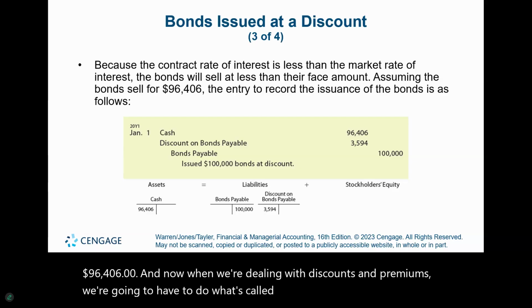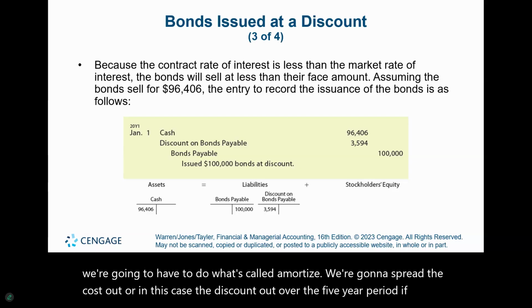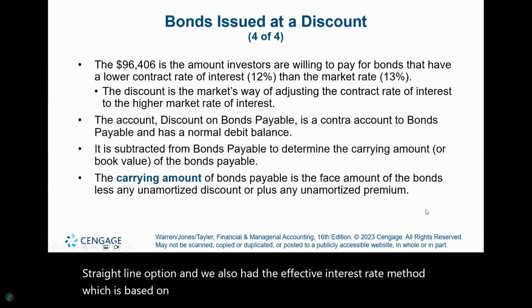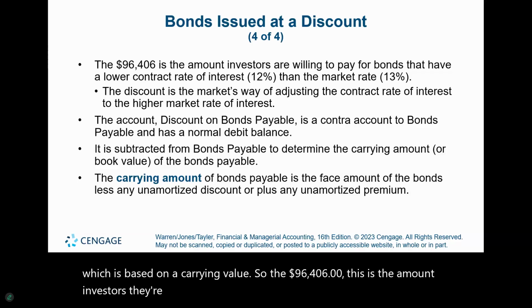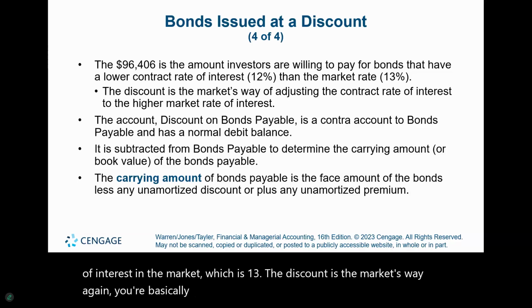And now when we're dealing with discounts and premiums, we're going to have to do what's called amortize. We're going to spread the cost out, or in this case, the discount out over the 5-year period. There are two options: a straight line option, and we also have the effective interest rate method, which is based on a carrying value. So the $96,406, this is the amount investors are willing to pay for bonds that have the lower contract rate of interest than the market, which is 13%. The discount is the market's way of, again, basically adjusting the contract rate of interest to the higher market rate of interest.